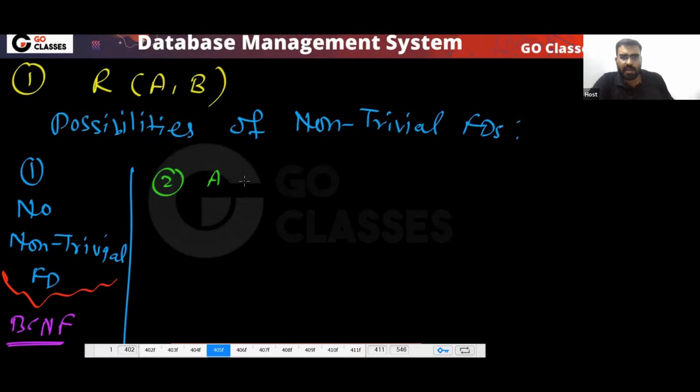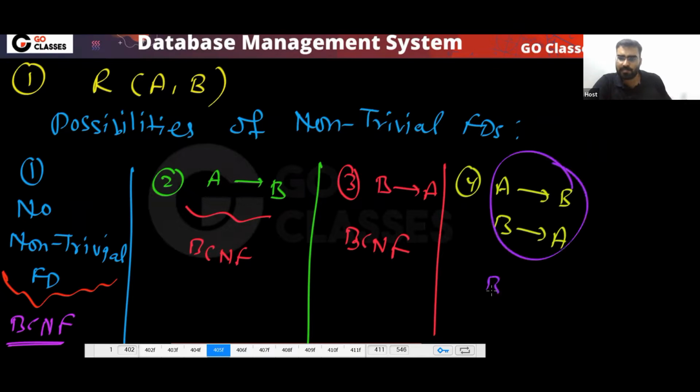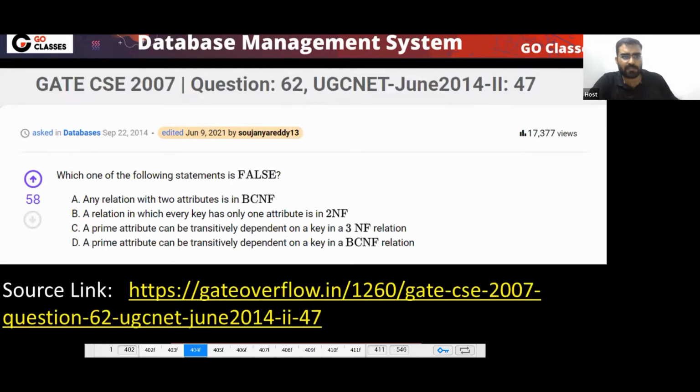Second point, if you have A determining B, then also there is no problem. Then also it is in BCNF. Third, B determining A, then also BCNF, there is no problem. And the fourth, A determining B and B determining A, then also BCNF. So there is no violation. If you have two attributes, your relation will be in BCNF. So this statement is actually true.